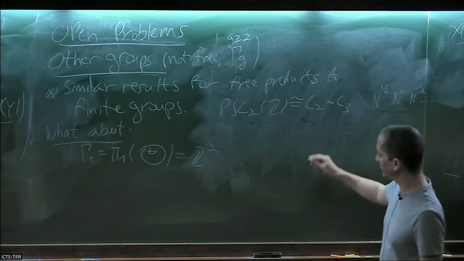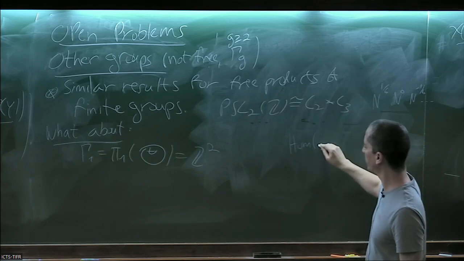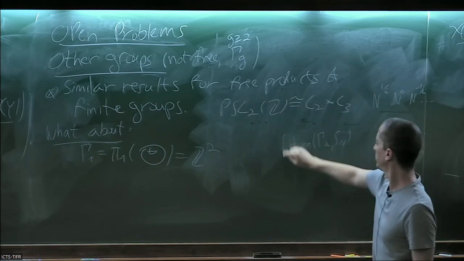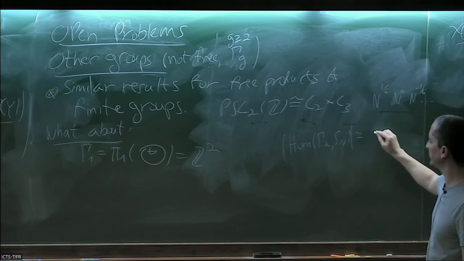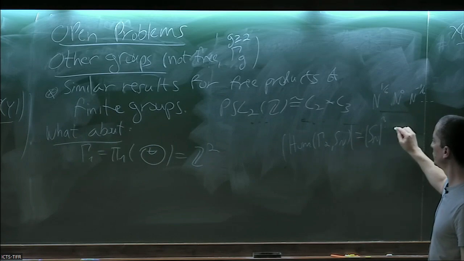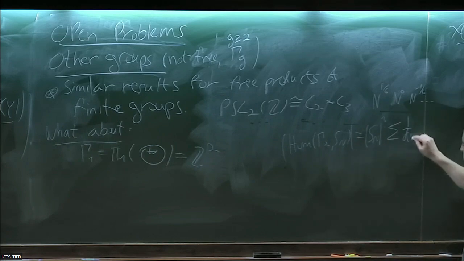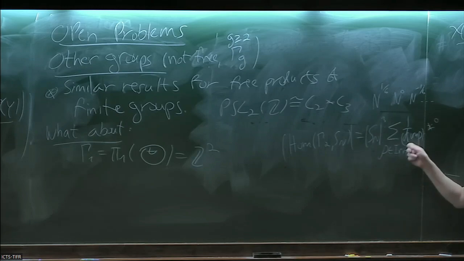Let me remind you. I told you yesterday that the number of homomorphisms from gamma 2 to Sn is Sn cubed times the sum over all irreducible representations of 1 over the dimension squared. But when we take Z2 instead of gamma 2, this becomes 0. So you see, it's Sn cubed times just the number of irreducible representations, which is the number of partitions of n.